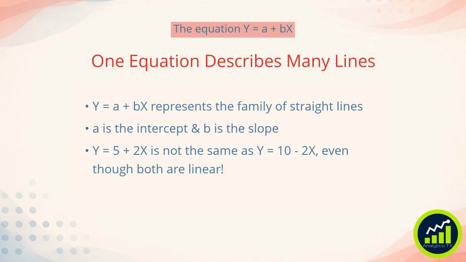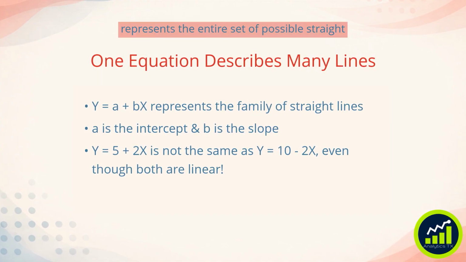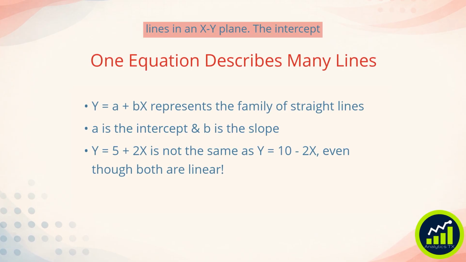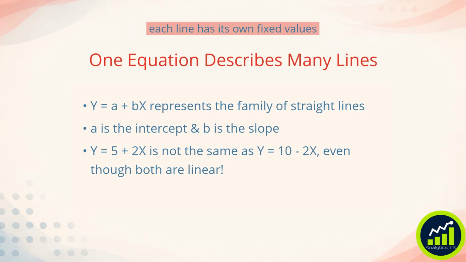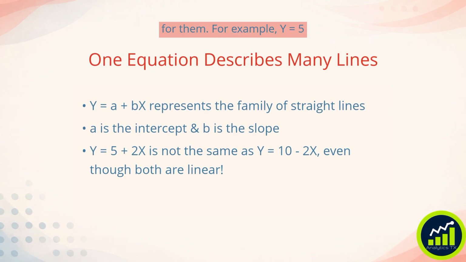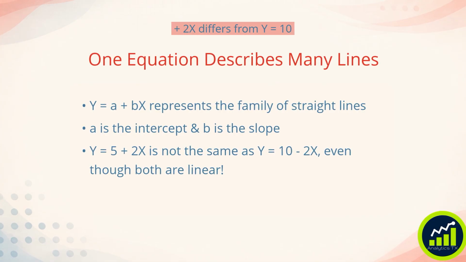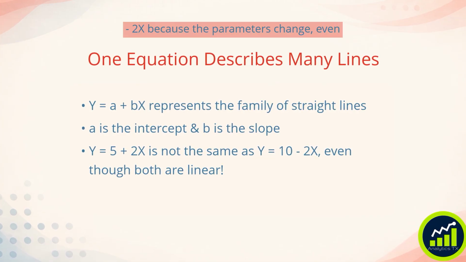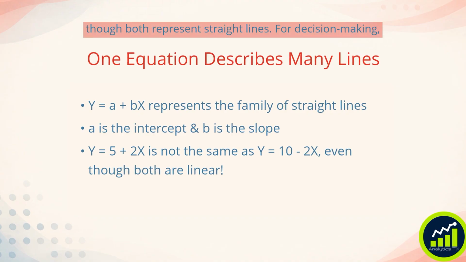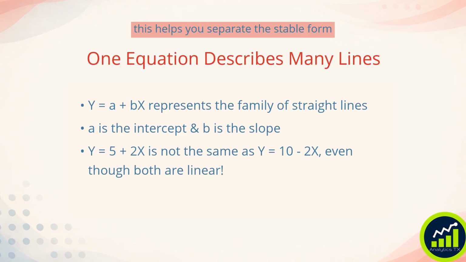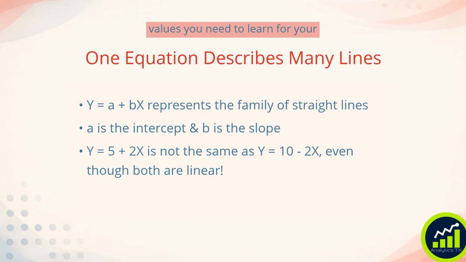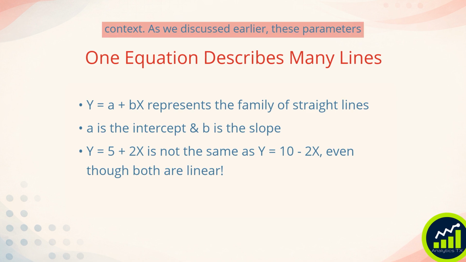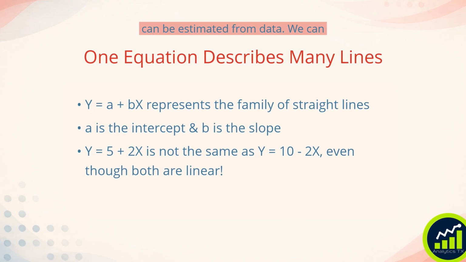The equation y equals a plus bx represents the entire set of possible straight lines in an xy plane. The intercept a and slope b are parameters because each line has its own fixed values for them. For example, y equals 5 plus 2x differs from y equals 10 minus 2x because the parameters change, even though both represent straight lines. For decision-making, this helps you separate the stable form of your model from the specific parameter values you need to learn for your context. As we discussed earlier, these parameters can be estimated from data.